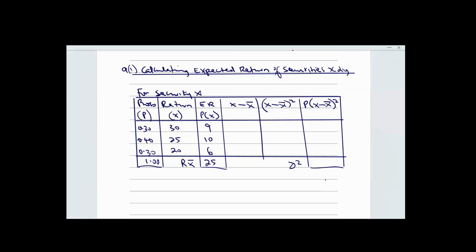Then to get the variance, X minus X bar: X is 30, 30 minus 25 gives us 5. 5 squared gives us 25. 25 multiplied by 0.3, what do you have?